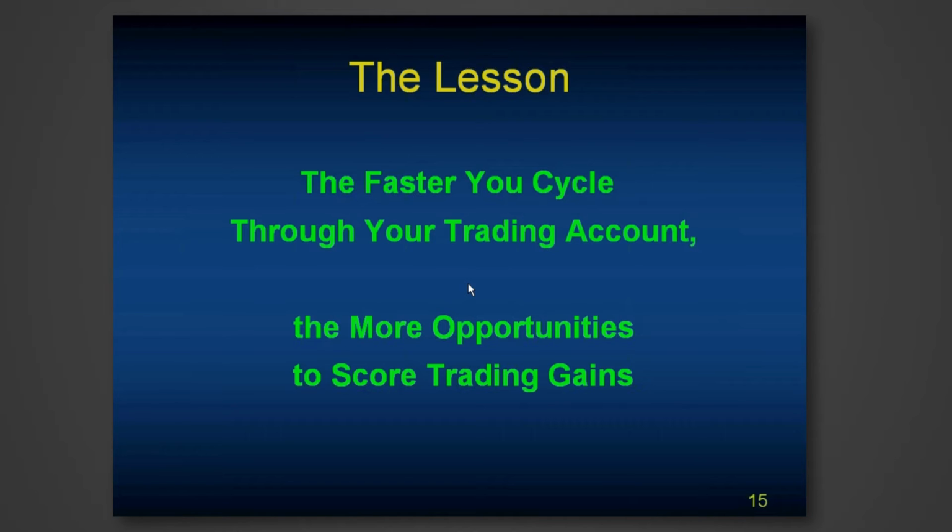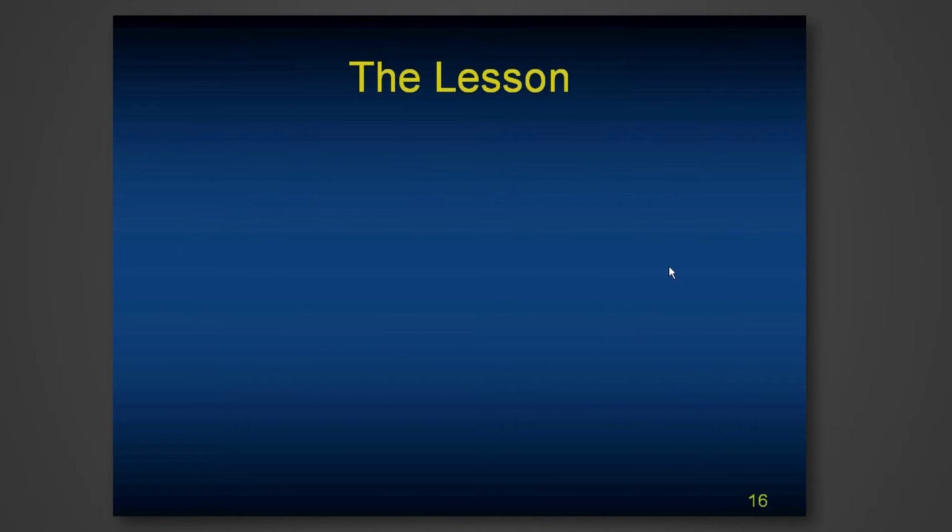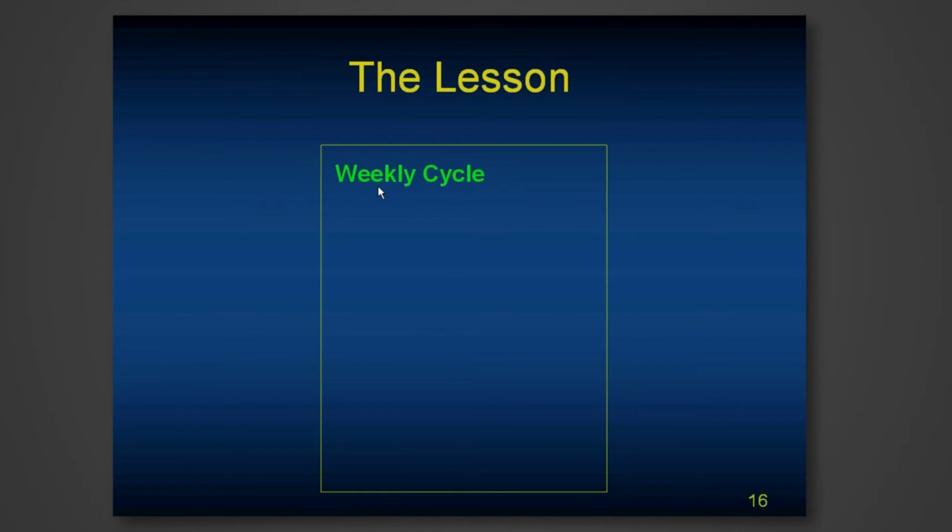Now, here's another difference between the old market and the new market. The average hold in 1960 was 8 years. The average hold today is 5 days. So what's the lesson here? And this is the big lesson of today's class: the faster you cycle through your trading account, the more opportunities you have to score trading gains.